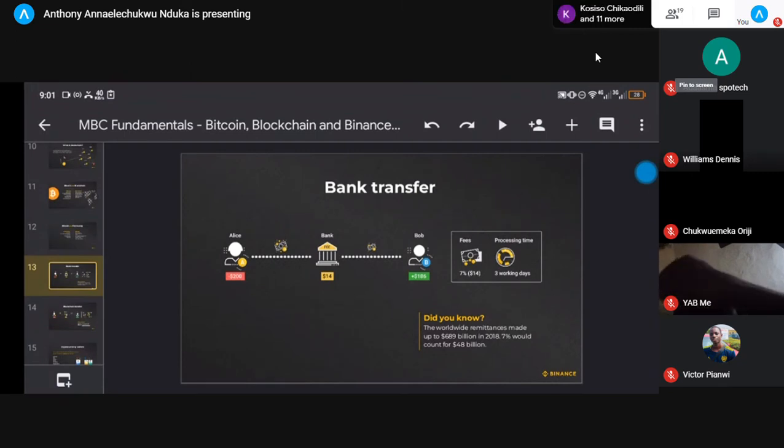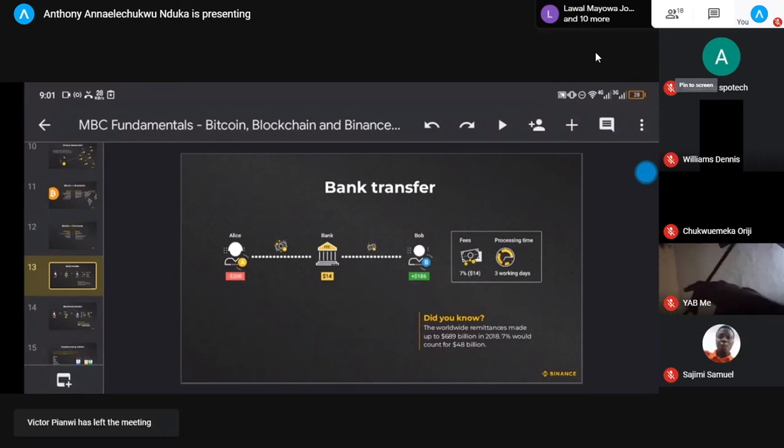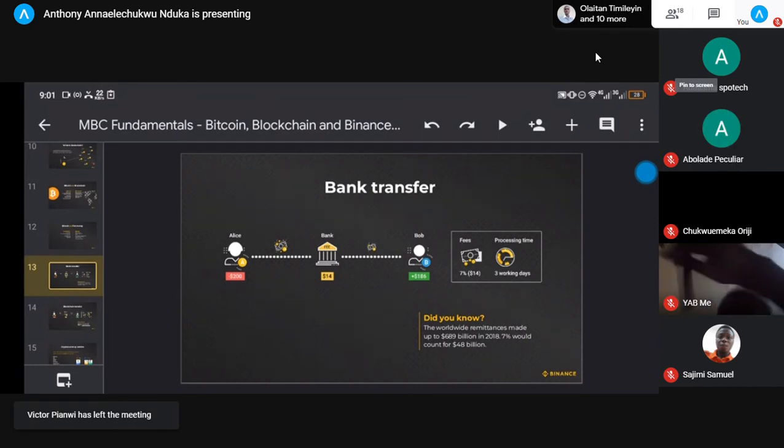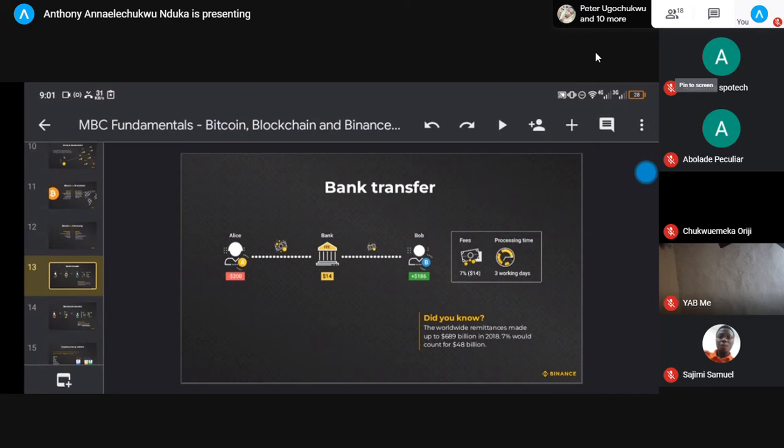and they will process this using up to 3 working days. I don't know if any of you have received money from outside Nigeria before. If you have, it normally takes up to 3 days for you to receive that money. But yeah, that's how this works. So they will charge you money for sending it, and they will still take your time for you to receive it or for them to process it.